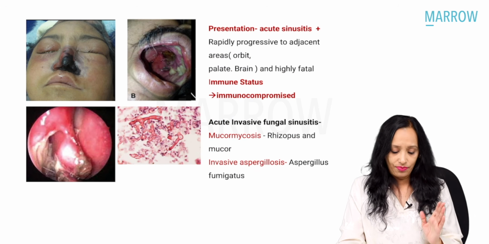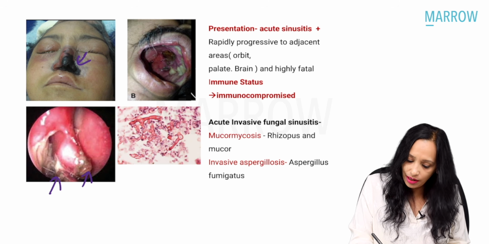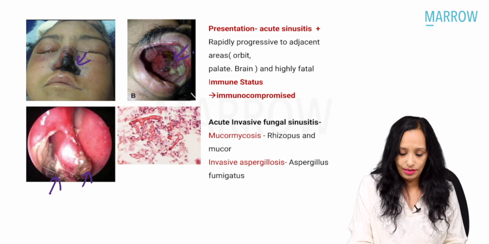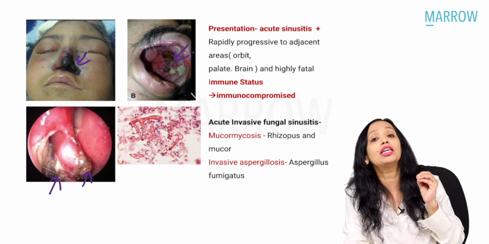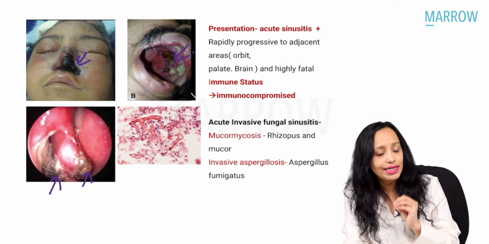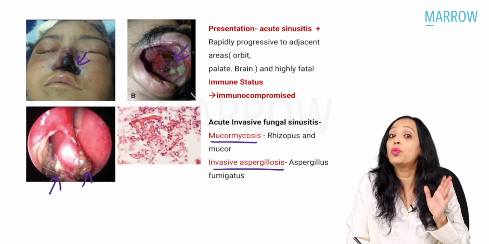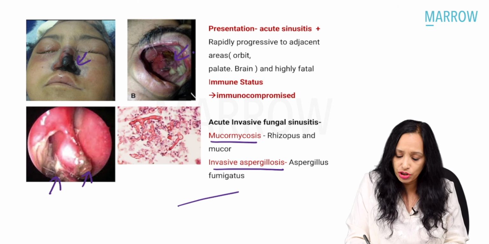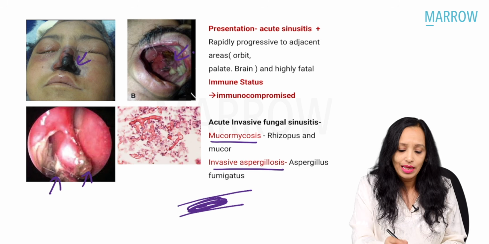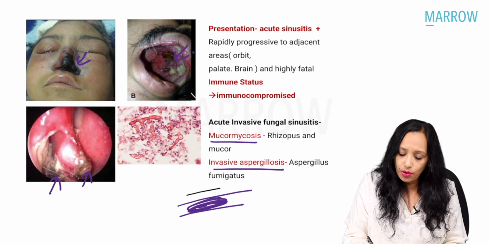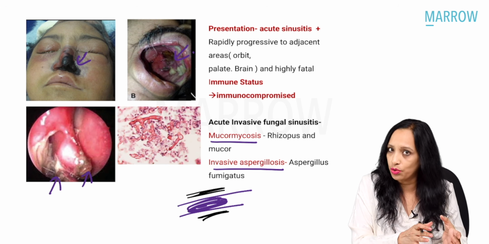Yes, what is this? We can see the blackish discoloration of the turbinate, of the skin, of the palate. So this is the typical appearance of the angioinvasive fungus which is seen in immunocompromised patients. It can be either mucormycosis or invasive aspergillosis. Both are angioinvasive, because of which they cause thrombosis inside the vessel that leads to necrotic tissues all around it, and this black that you are seeing is ischemia and necrosis.